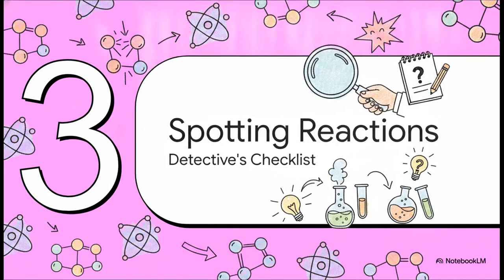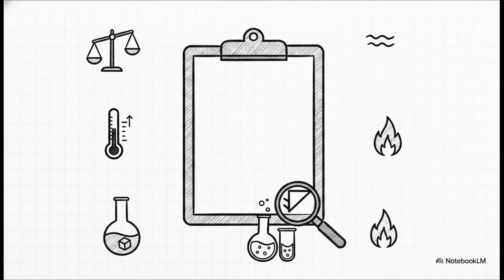Section 3. Spotting chemical reactions. The detective's checklist. So, if atoms are constantly grouping into molecules or locking into extended structures, how do we actually know when they break apart and rearrange into something completely new? Well, it's time to put on your detective hats. For your assessment, you absolutely need to know this vital checklist.